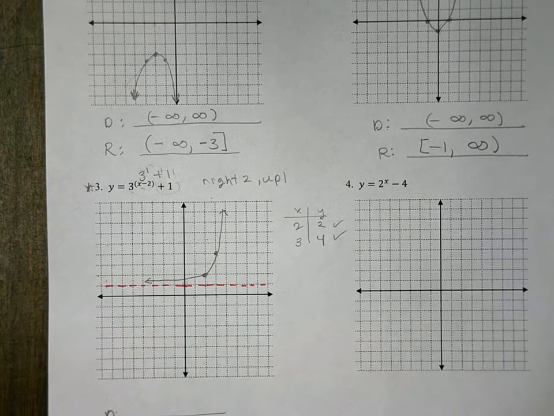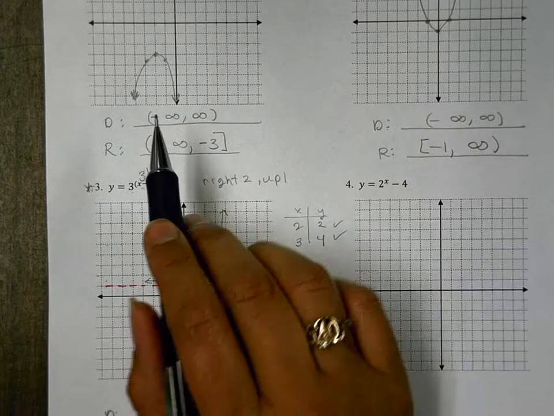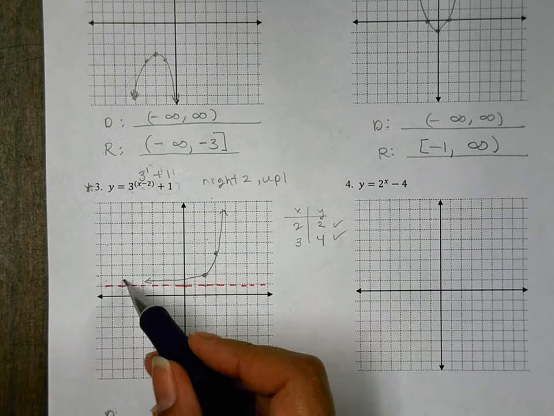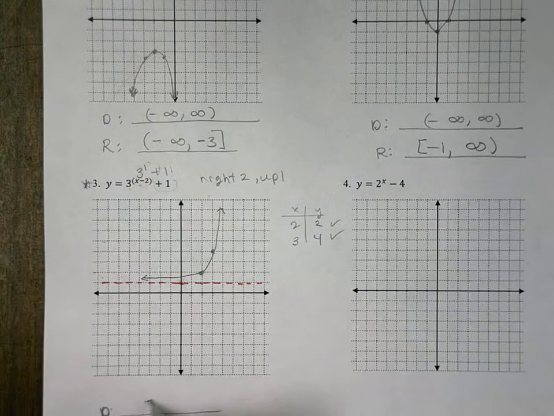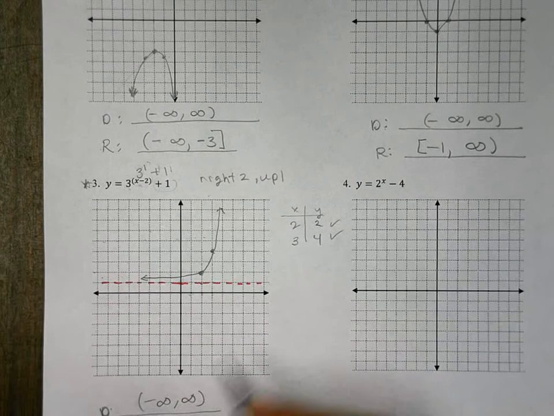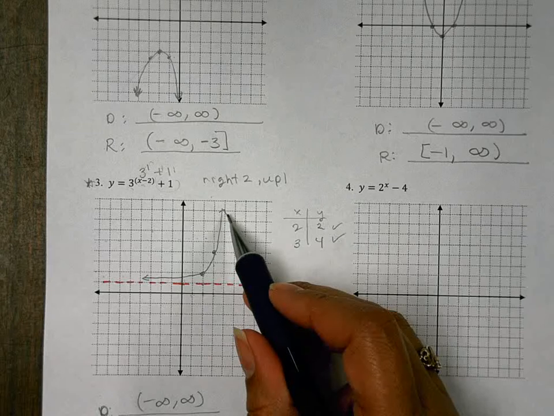Okay, domain. Now, it doesn't look like the parabola, but it's still going left forever and right forever. So it's still negative infinity to infinity. Now, on the right side, it looks like it's going up.